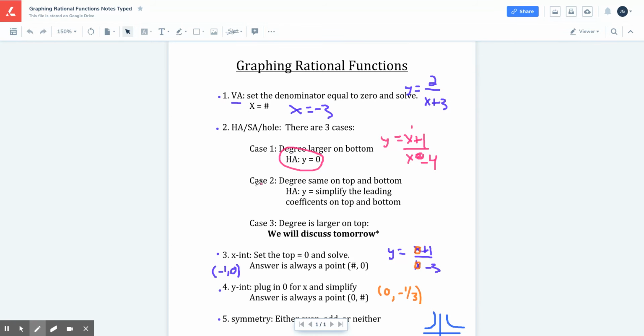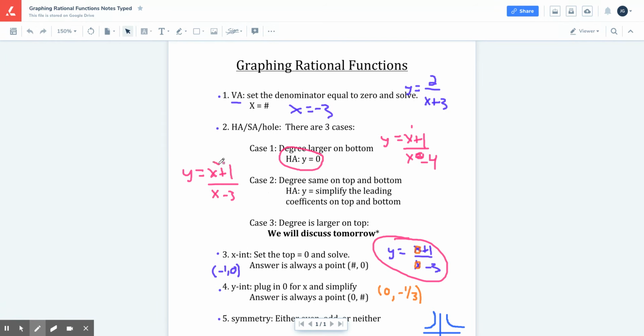So if the degree is larger on the bottom, it's going to be y equals 0. Case 2 is if the degree is the same on the top and bottom. If I looked at this example that we had previously done, y equals x plus 1 over x minus 3, the degree on the top is 1. The degree on the bottom is 1.